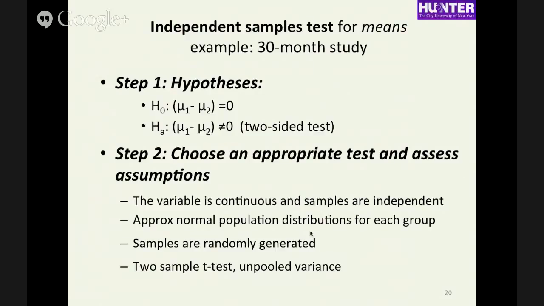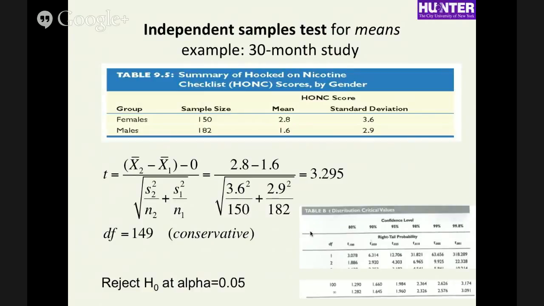Okay, so in this case, the null hypothesis is going to be that there's no difference in the two means, so no difference in the honk score between boys and girls. We're going to choose a t-statistic for independent samples here, and then go ahead and calculate it using the formula for the different unpooled standard deviations. So we're using the two different standard deviations here to get a t-statistic.